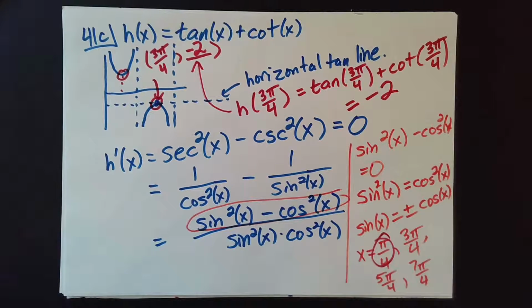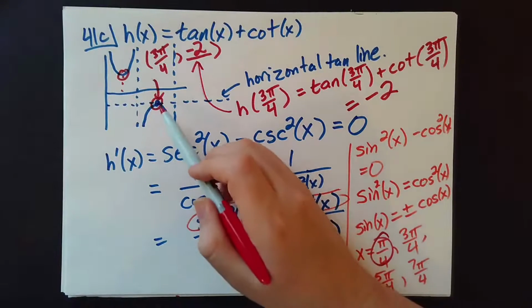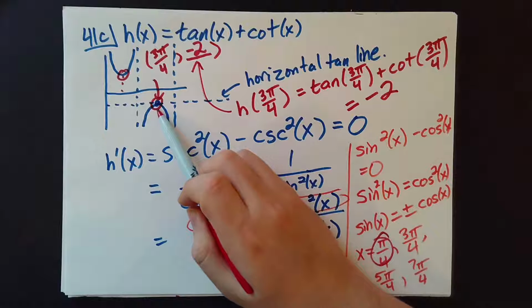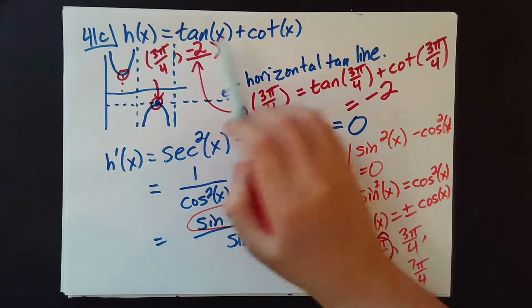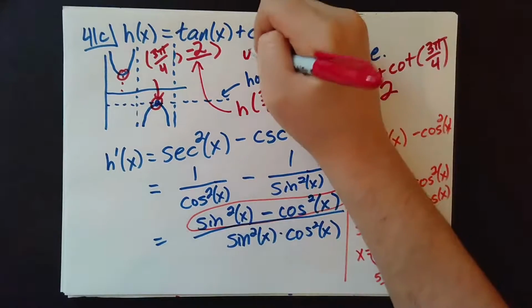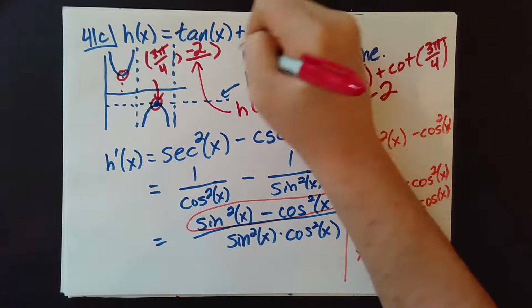So in this question, actually, the hardest part was finding this point. Because now that I know what this point is, the rest of the problem sort of falls apart. Because what's the horizontal line that has 3 pi over 4 comma minus 2 on it? Well, it's y equals minus 2. So that ends up being the answer.